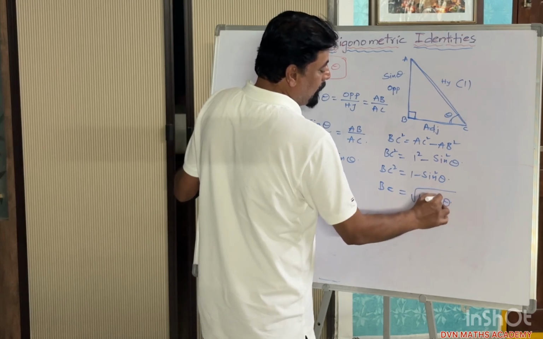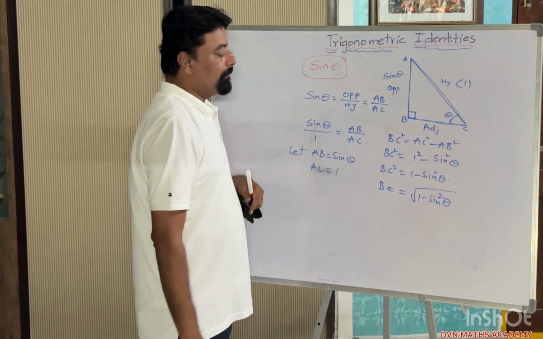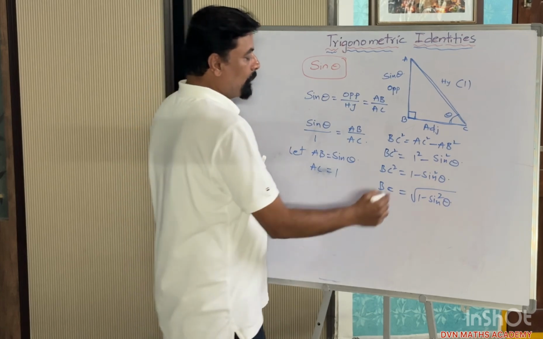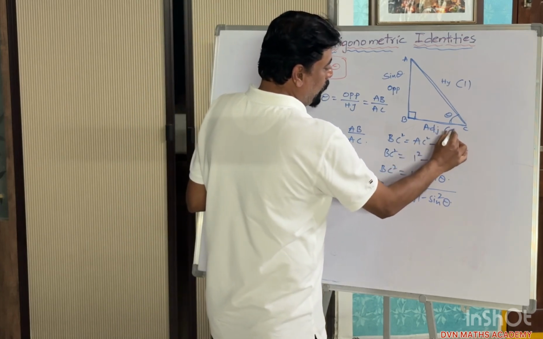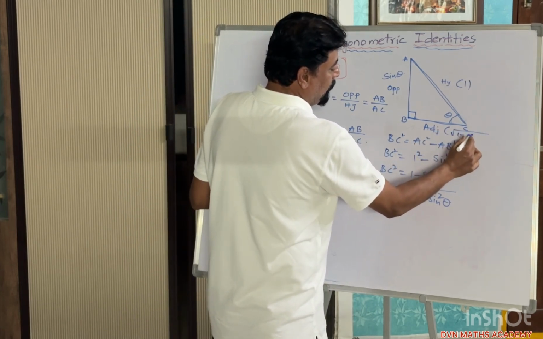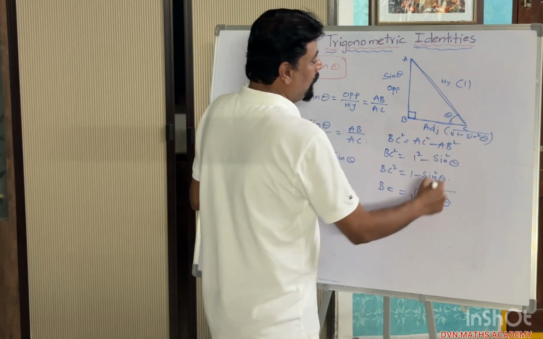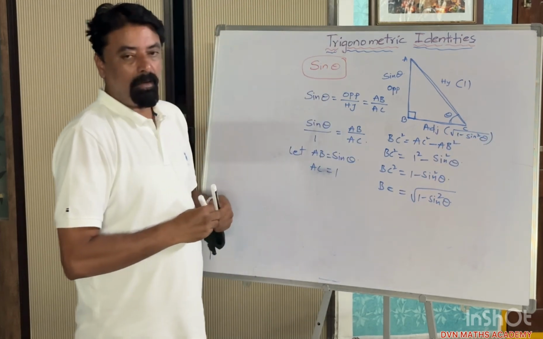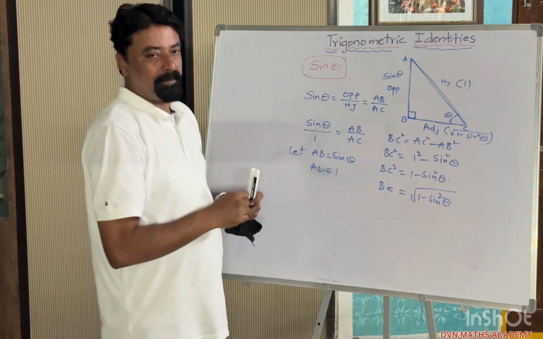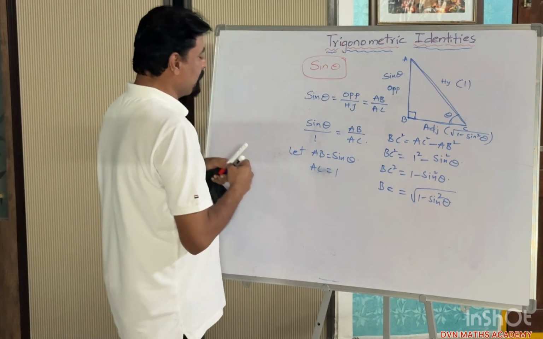Now you see the 1 minus sine square theta. Now you see the magic. So now BC I got as under root of 1 minus sine square theta. Now I can write all trigonometric ratios in sine terms. That is, the first one is cos theta.